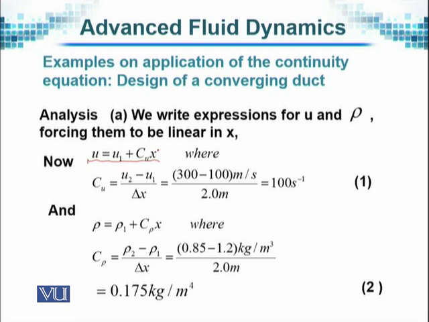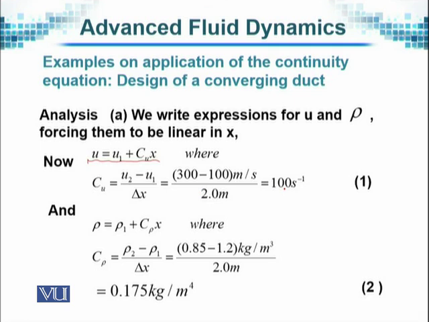And for cu, we consider it a constant, and we consider the difference between the end velocity, the velocity at point 2 minus the velocity u1, divided by delta x. In that distance delta x, which I think here is about 200 meters, the velocity is changing from 300 meters per second to 100 meters per second, and it is divided by 2 meters, which is the width. So Cu turns out to be 100 units per second.